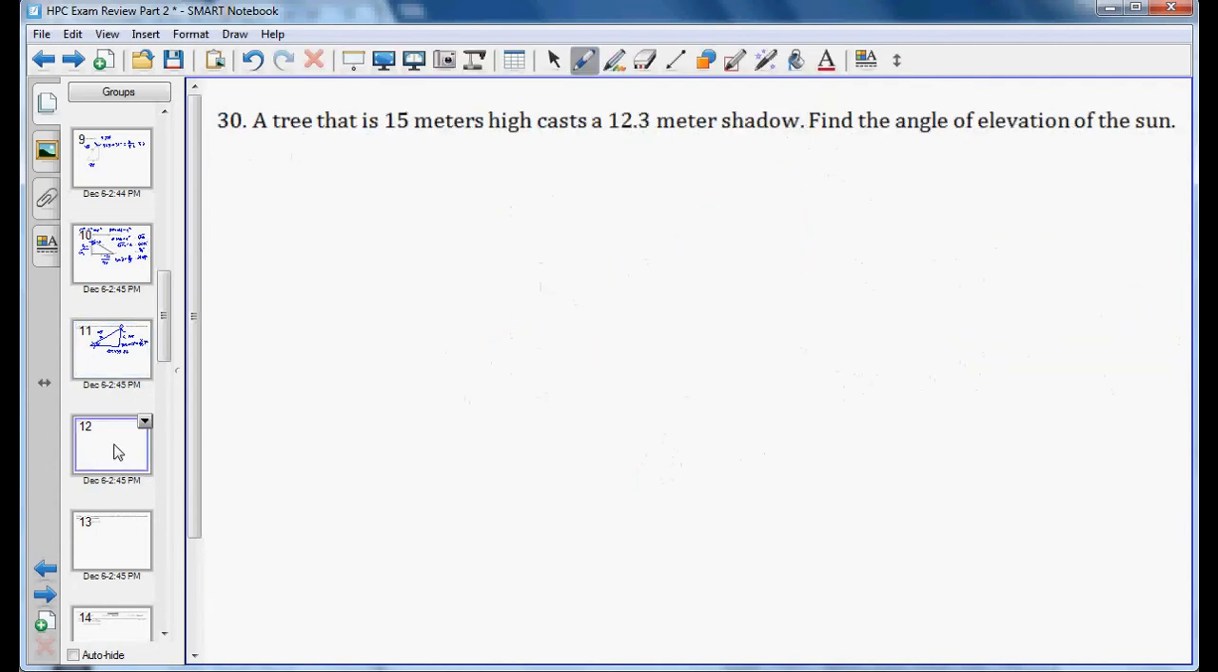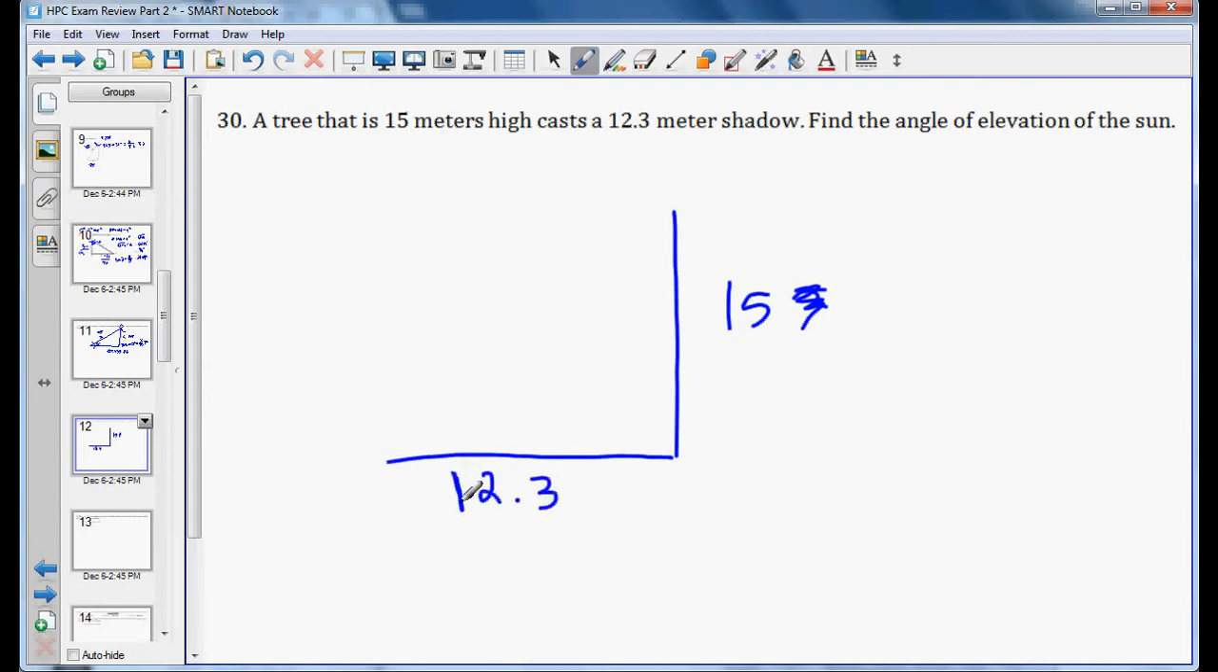Now we have a tree that is 15 meters high. So a tree 15 meters high, and then it has a 12.3 meter shadow. Okay, the shadow is on the ground. We're not measuring a shadow through the air. So the shadow is what's on the ground. And they want us to find the angle of elevation, meaning you need to find this angle right here. Now, given that we're looking at this angle, we know this is the opposite side.